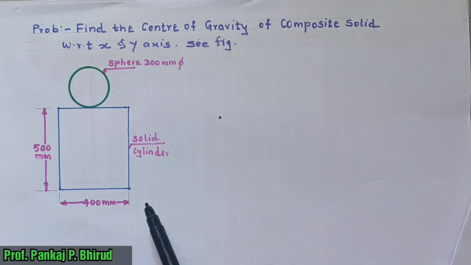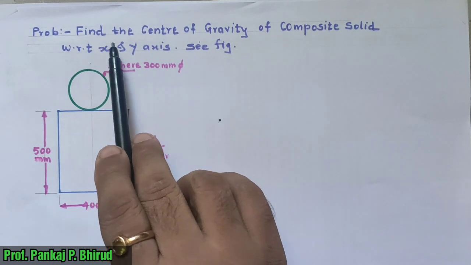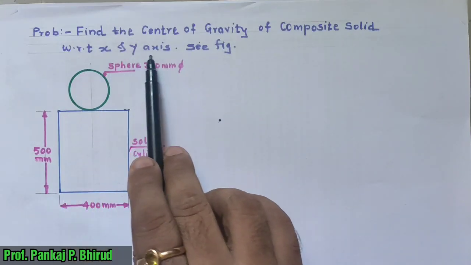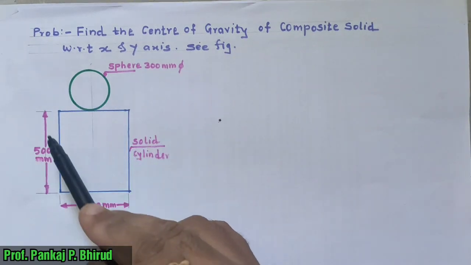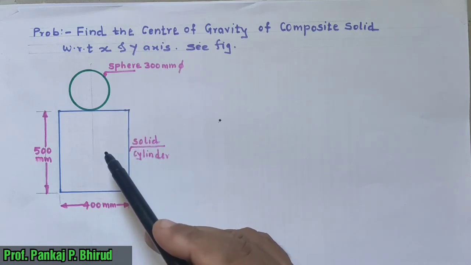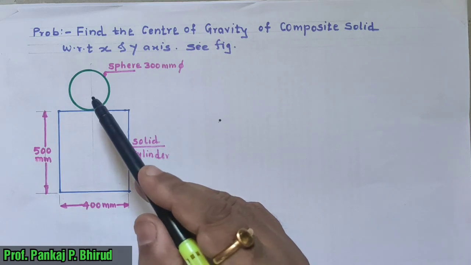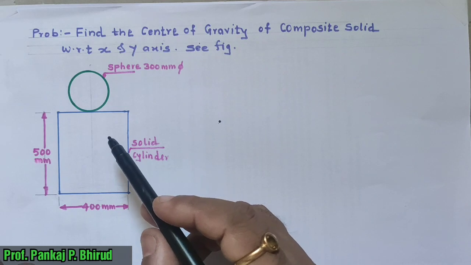Please go through it. So here the problem is: find the center of gravity of a composite solid with respect to x and y axis. See the figure. Here the composite figure is given. It is a composite of a cylinder and a sphere. So let us try to solve this example.